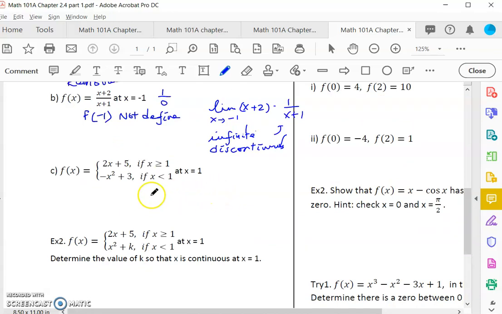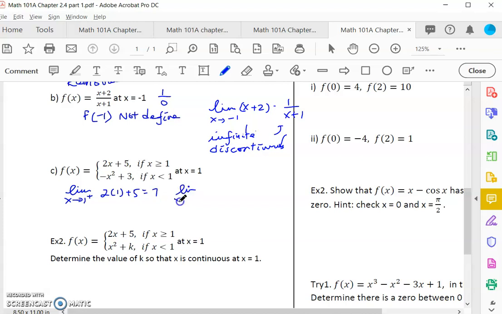Okay. So what about this function? It's a piecewise function at x equal to 1. Is it continuous or not continuous? And if it is not, what is the type? So let's try. The only case this could have would be if they jump or not, right? So from the right, the greater-than-or-equal piece, we put 1 in here: 2 times 1 plus 5 equals 7.